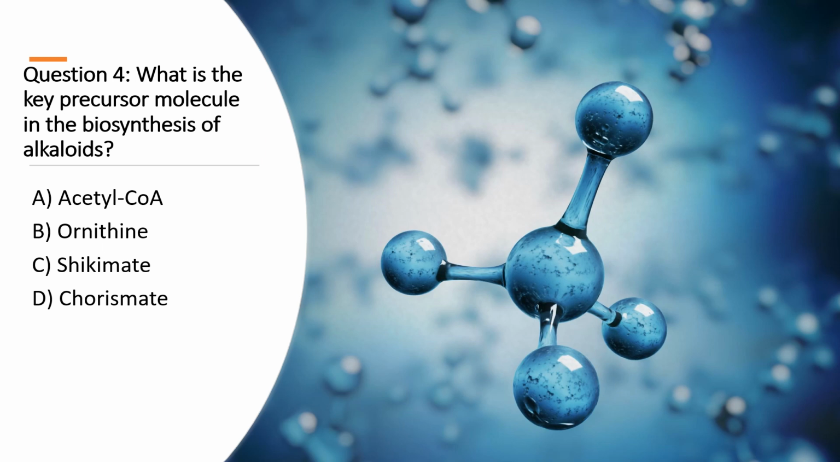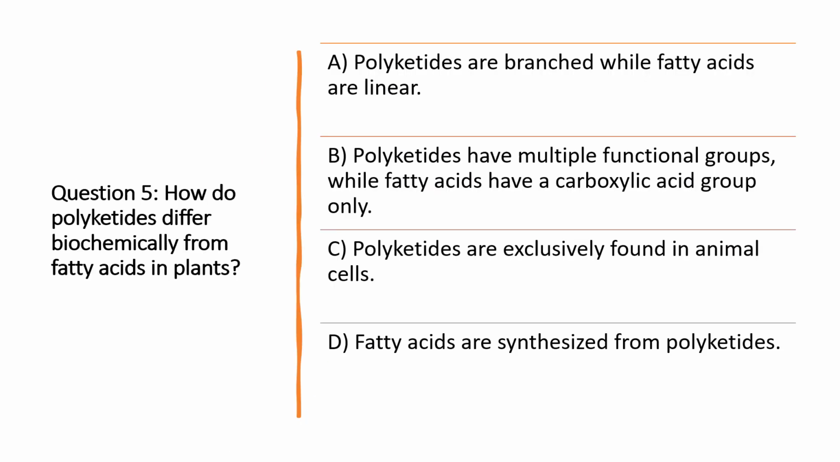The next question is, how do polyketides differ biochemically from fatty acids in plants? A. Polyketides are branched while fatty acids are linear. B.